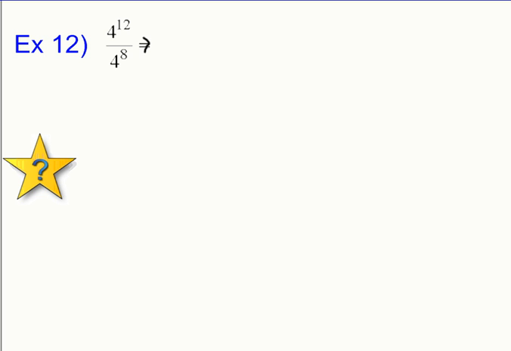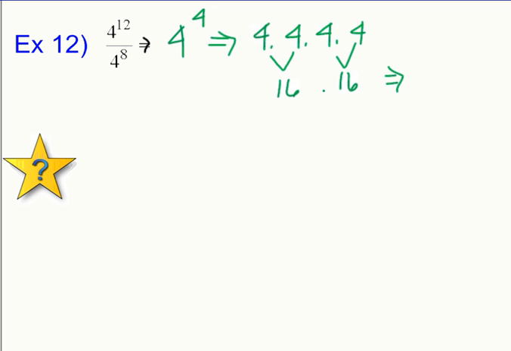Here we have example 12. Example 12 says, let's keep that base. It says 4 to the 12th power divided by 4 to the 8th power. We're going to keep that base of 4 and say 12 take away 8. 12 take away 8 is also 4. Now, because this is an exponent that's 4 or less and a base that we can't evaluate, we have to keep going. 4 times 4 times 4 times 4. 4 times 4 is 16. And 16 times 16 is 256. So sometimes we have to keep going, so we have to be on the lookout for that.